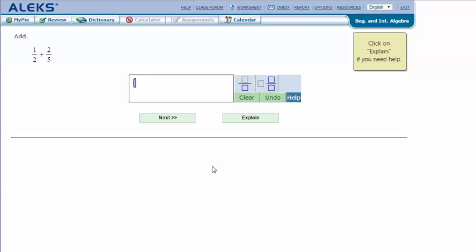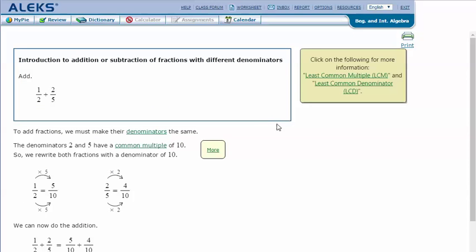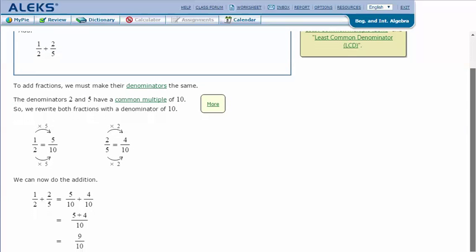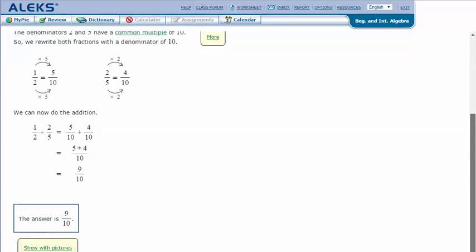Here's an example problem. Add 1/2 plus 2/5. Let's click Explain. To add fractions, we must make their denominators the same. The denominators 2 and 5 have a common multiple of 10. So we rewrite both fractions with a denominator of 10.